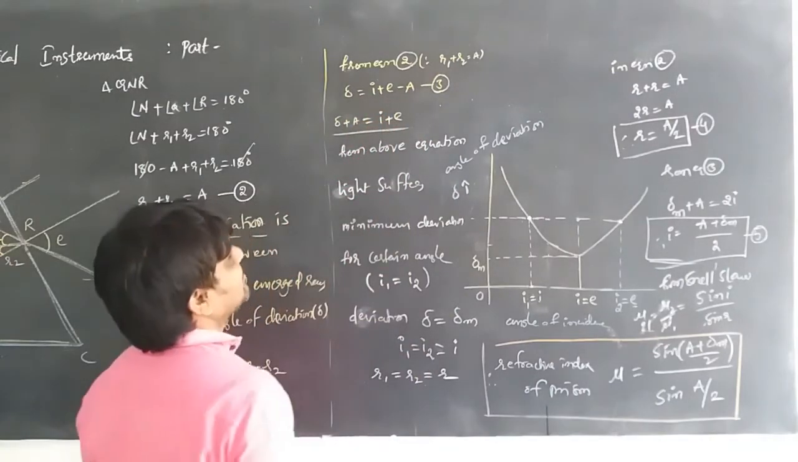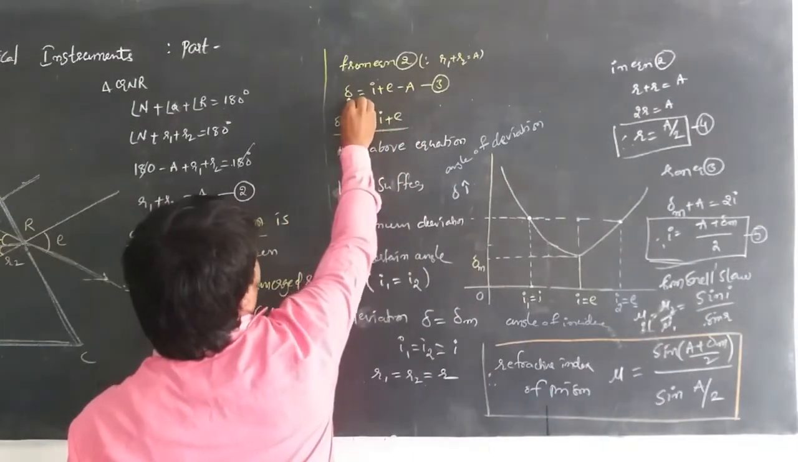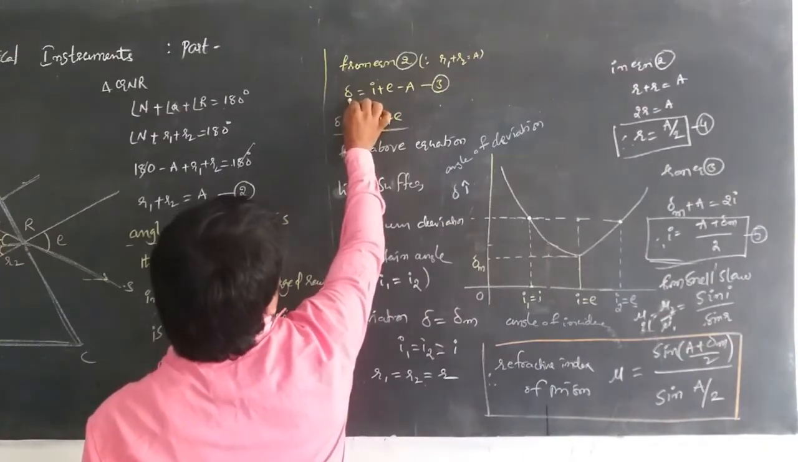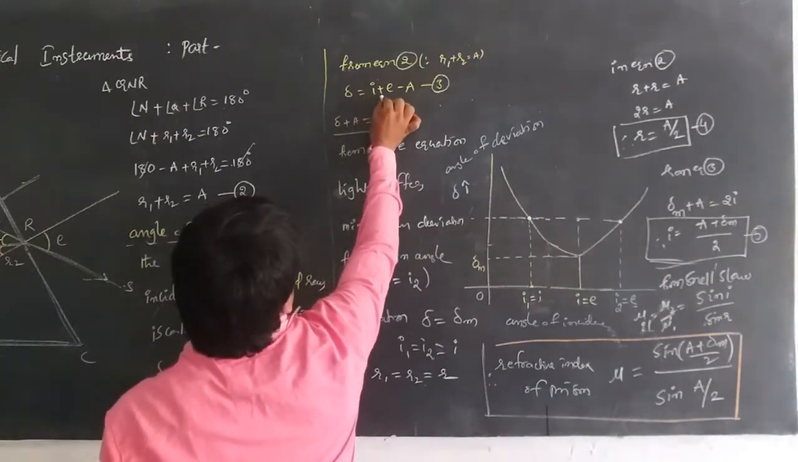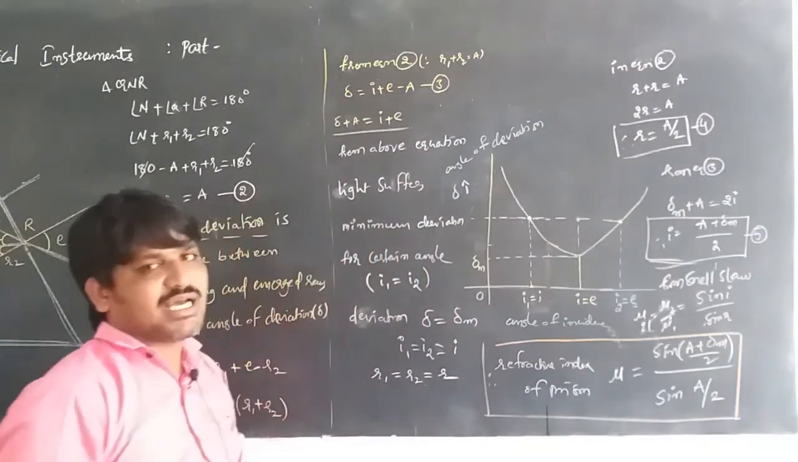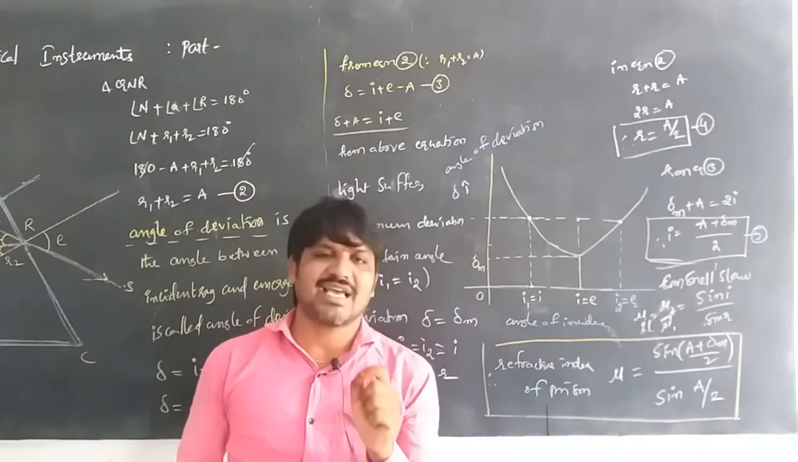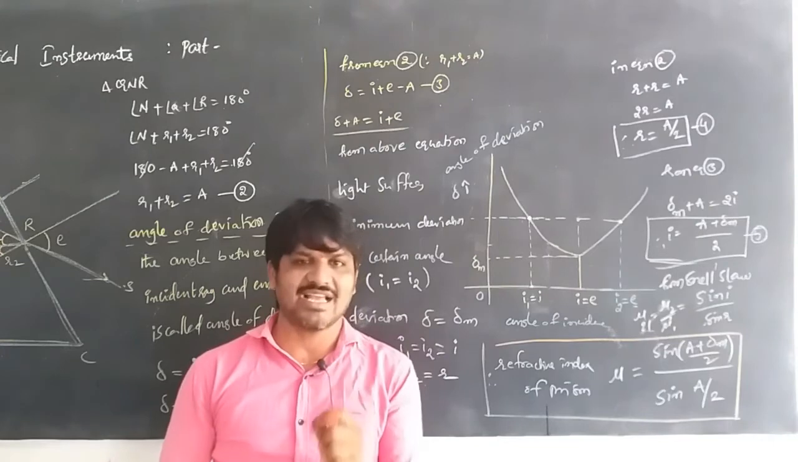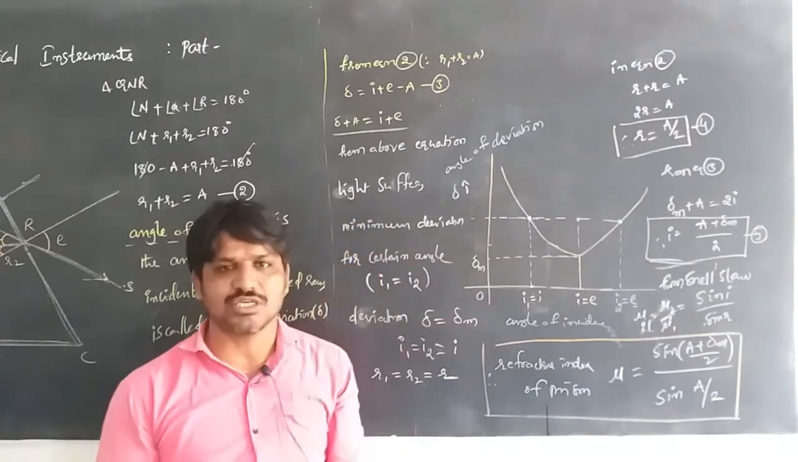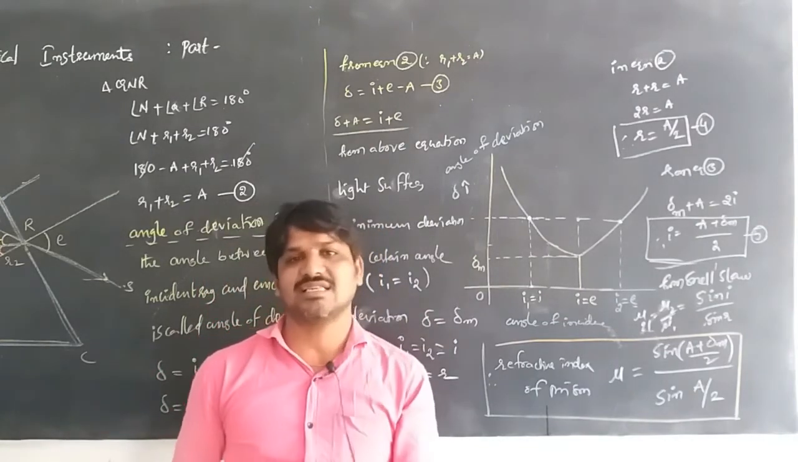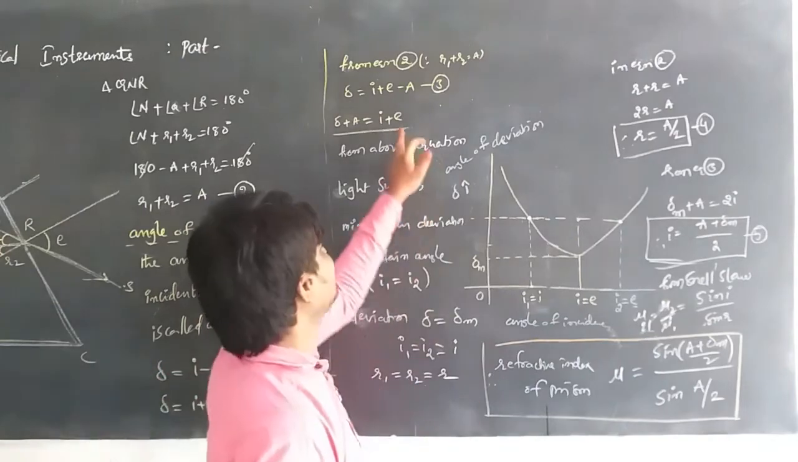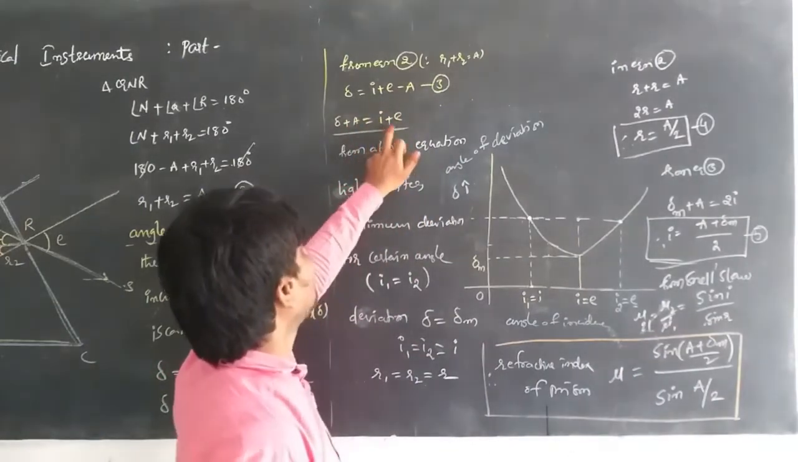Then delta is equal to I plus E minus A. That means the angle of deviation delta plus the angle of the prism A is equal to the sum of the incident angle and emergent angle, that is, delta plus A is equal to I plus E.